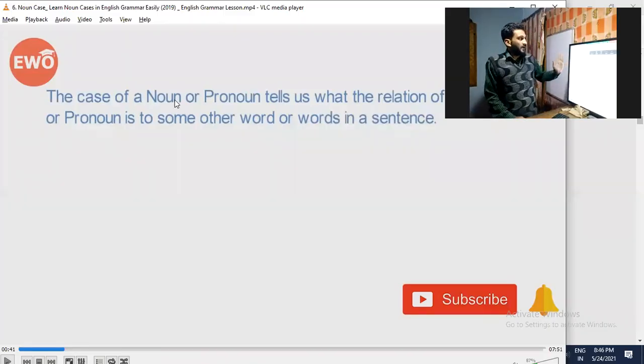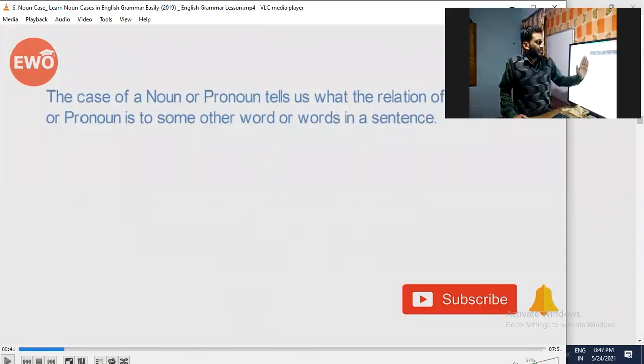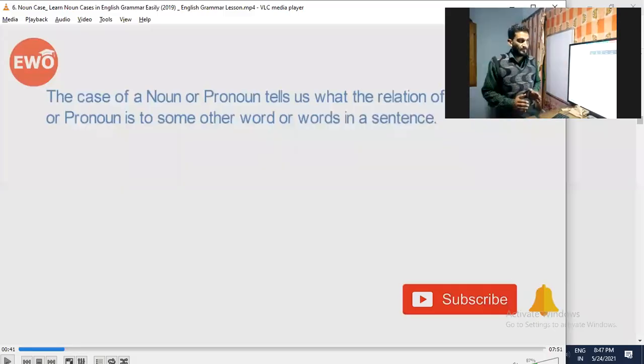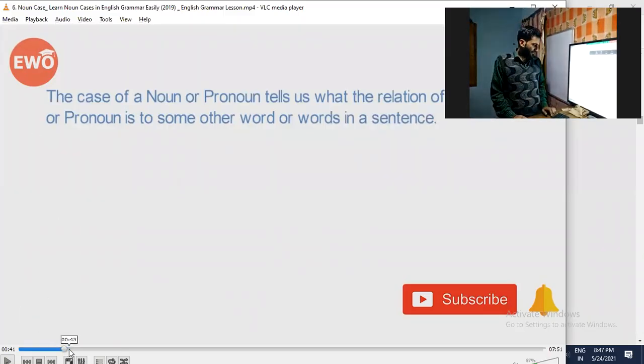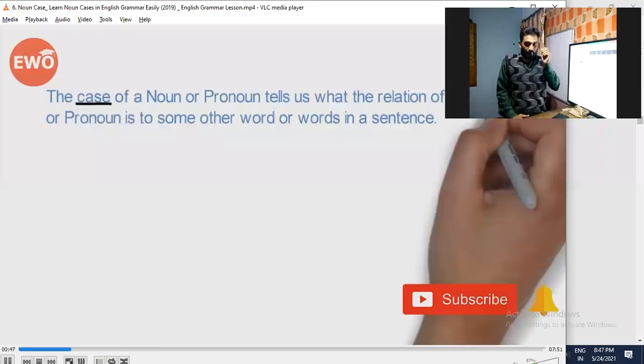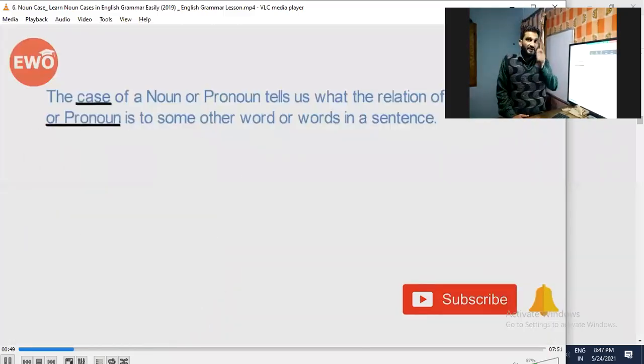Now, the case of a noun or pronoun tells us the relation of that noun or pronoun to some other word or words in a sentence. Maybe this definition looks difficult for you, but when I give you examples of those case nouns, it will be very easy for you. Every noun has a case which is shown in the sentence.